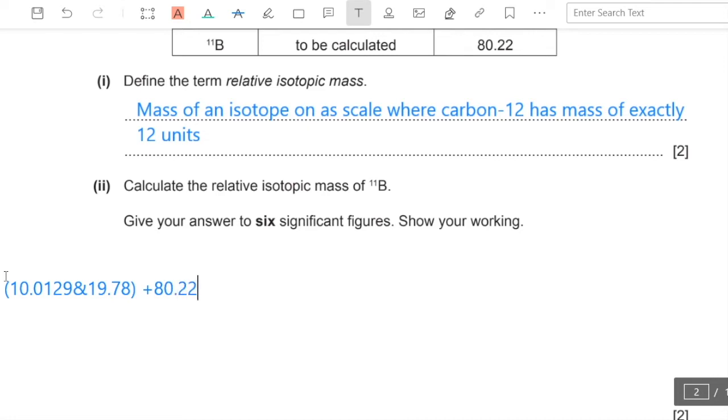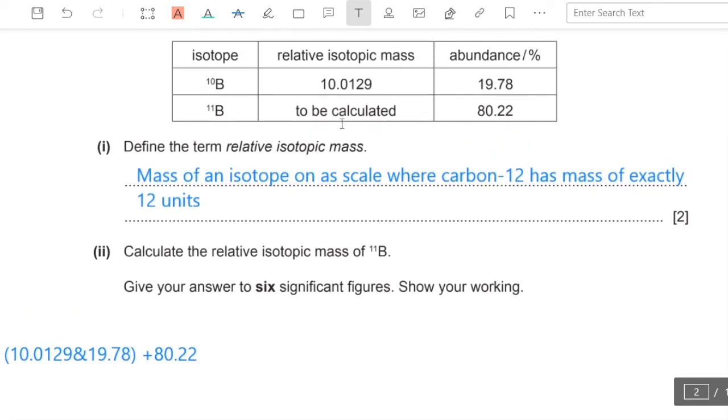We're given the percentage abundance of the second isotope, but not its isotopic mass. So I'll denote that by X over here.